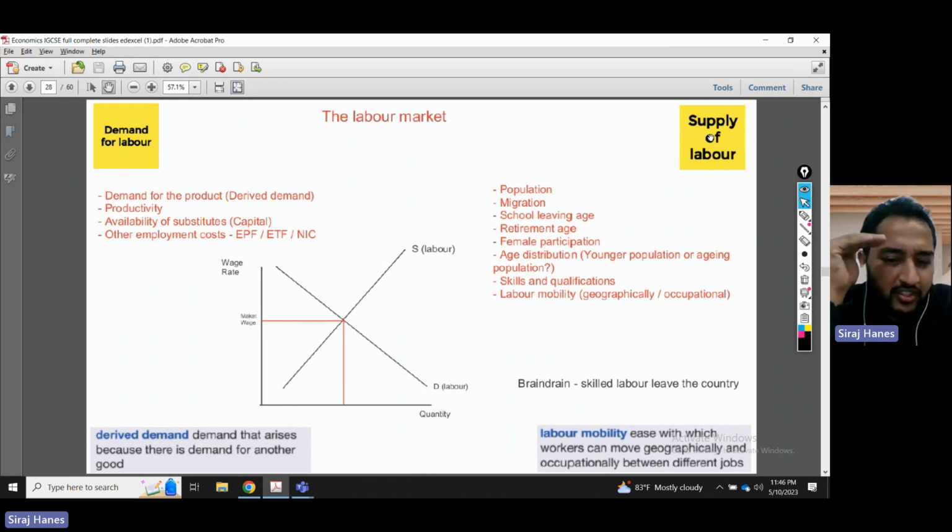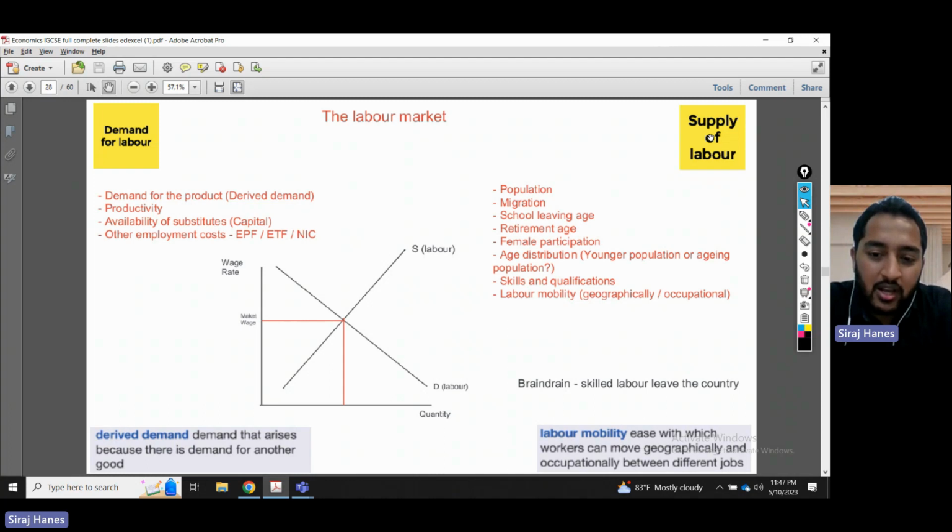Retirement age, usually 55. The government goes and raises that to 65, a lot more people available to work. Female participation, think about it, guys. Back in the day, my grandma, she never worked. She was just at home. Neither did my mom work. Now, this generation, everybody's working. All the females are working. The participation of female working is huge, which is good. Which means that supply of labor will rise.